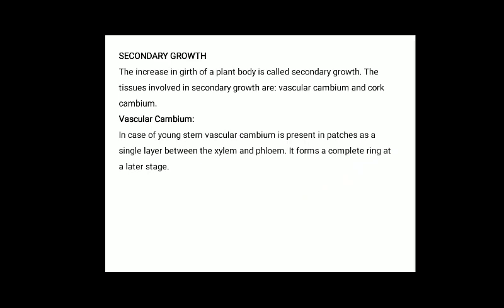Then secondary growth. The increase in girth of the plant body is called secondary growth. The tissues involved in secondary growth are vascular cambium and cork cambium. Vascular cambium: in the case of a young stem, vascular cambium is present in patches as a single layer between the xylem and phloem. It forms a complete ring at later stages.